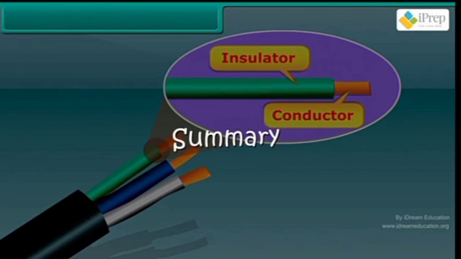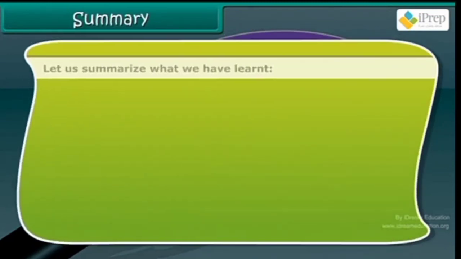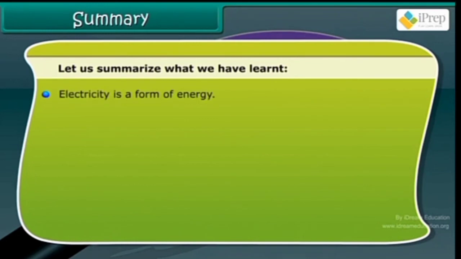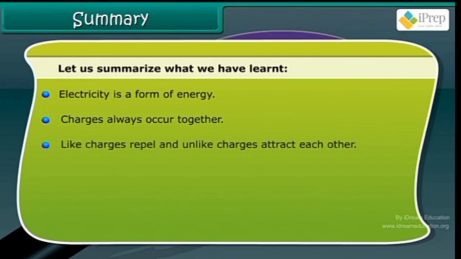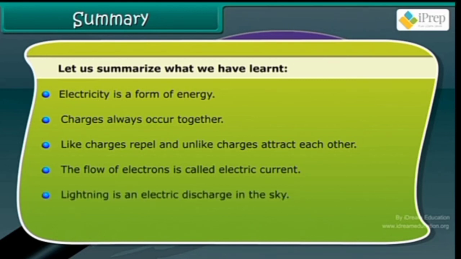Summary. Let us summarize what we have learned. Electricity is a form of energy. Charges always occur together. Like charges repel and unlike charges attract each other. The flow of electrons is called electric current. Lightning is an electric discharge in the sky.